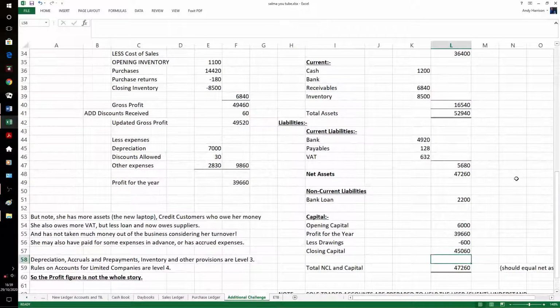We're trying to help Salma understand what's happened to our business, so the profit for the year figure's nice and clear, and the fact that her business is now worth a lot more money than it was at the start of the year, because she only took out £600 of her own capital, having obviously worked very hard. Or so far she hasn't taken much out. Maybe when she sees these accounts she'll go and treat herself.